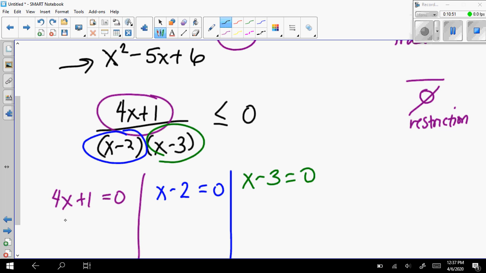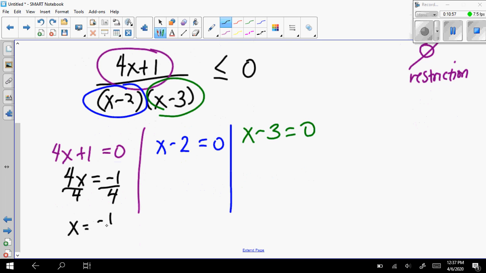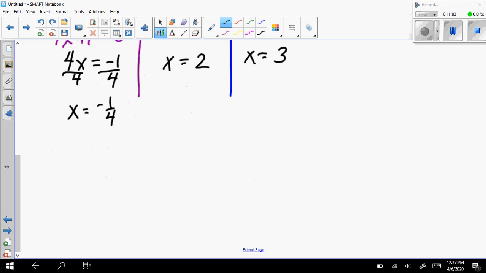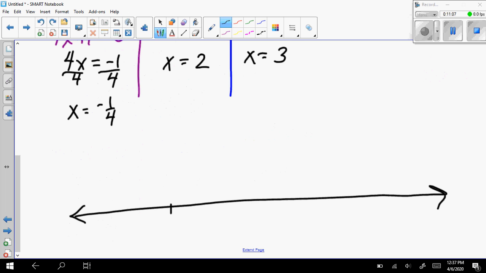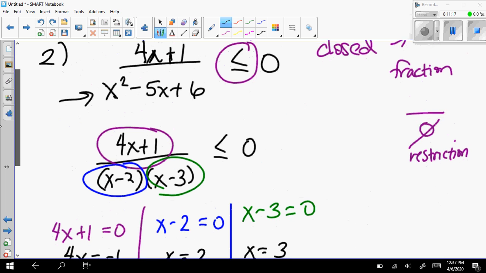Let's solve. So here you have 4x equals negative 1, divided by 4. X equals negative 1/4. Here you just have x as 2. Here you have x as 3. Remember, these are your critical values going on a number line. So we've got a negative 1/4. We've got 2 and positive 3. Okay. So I said they're going to be closed, but we do have a restriction here.